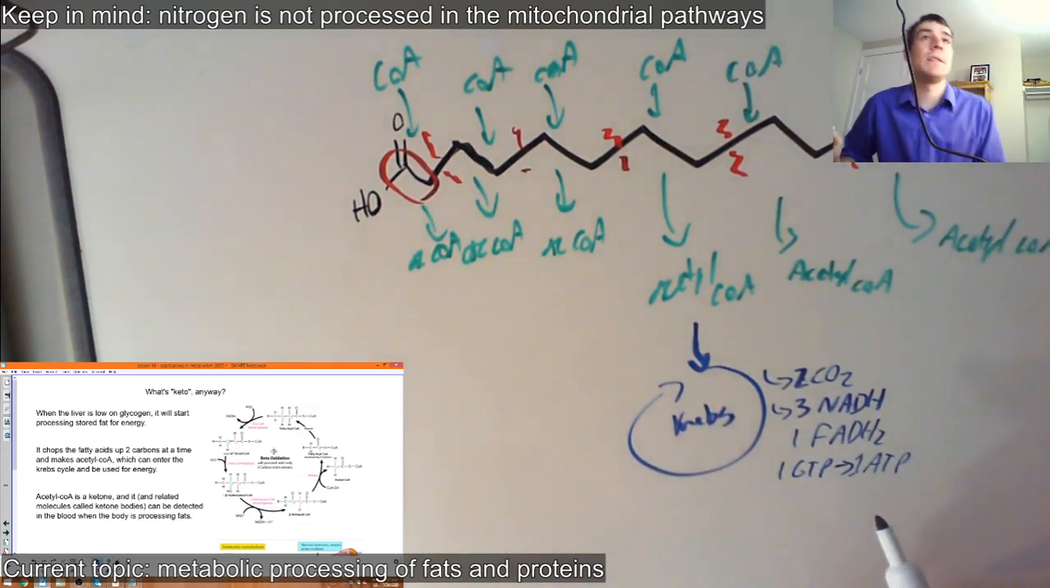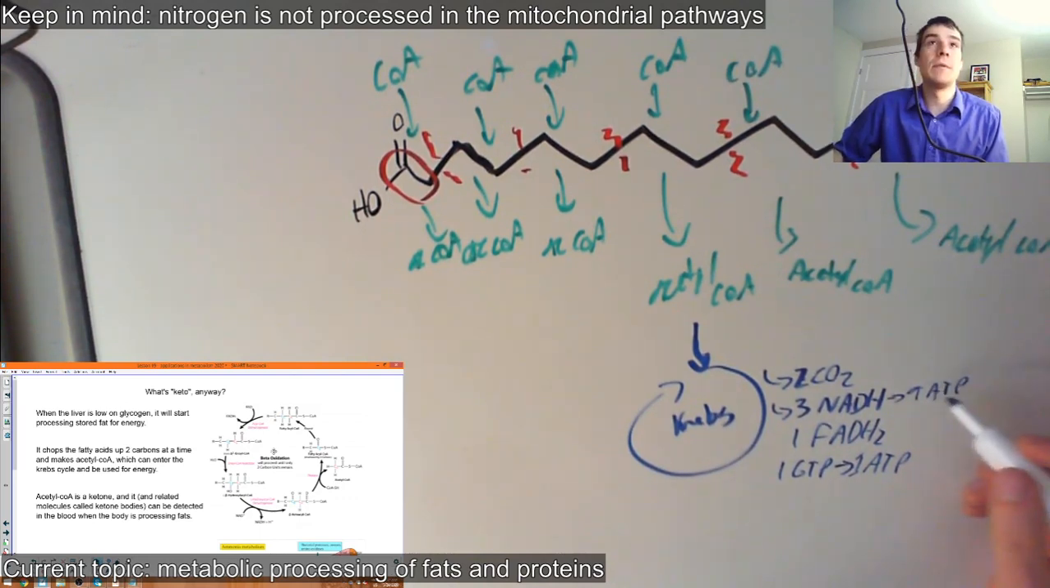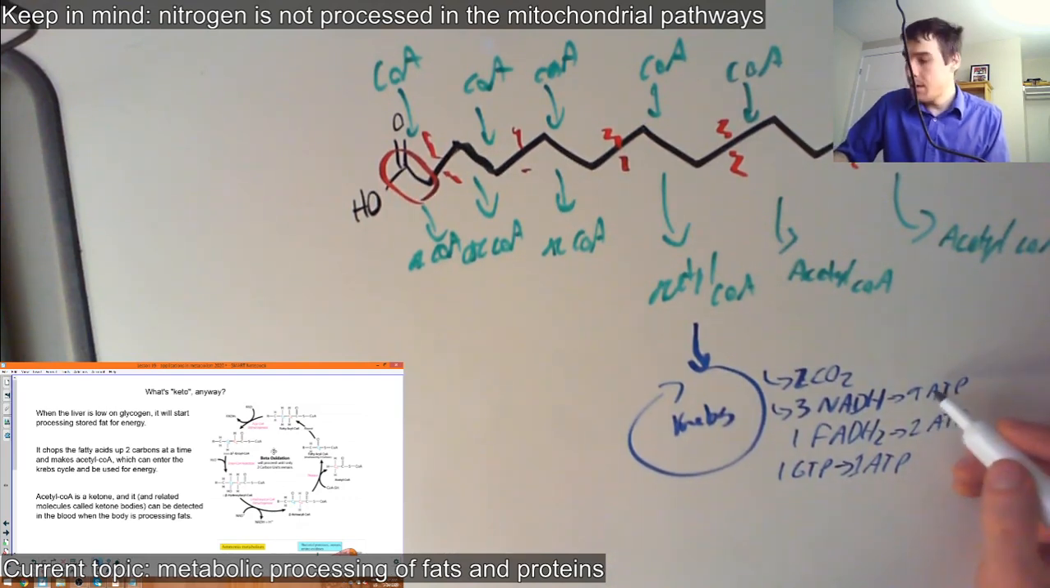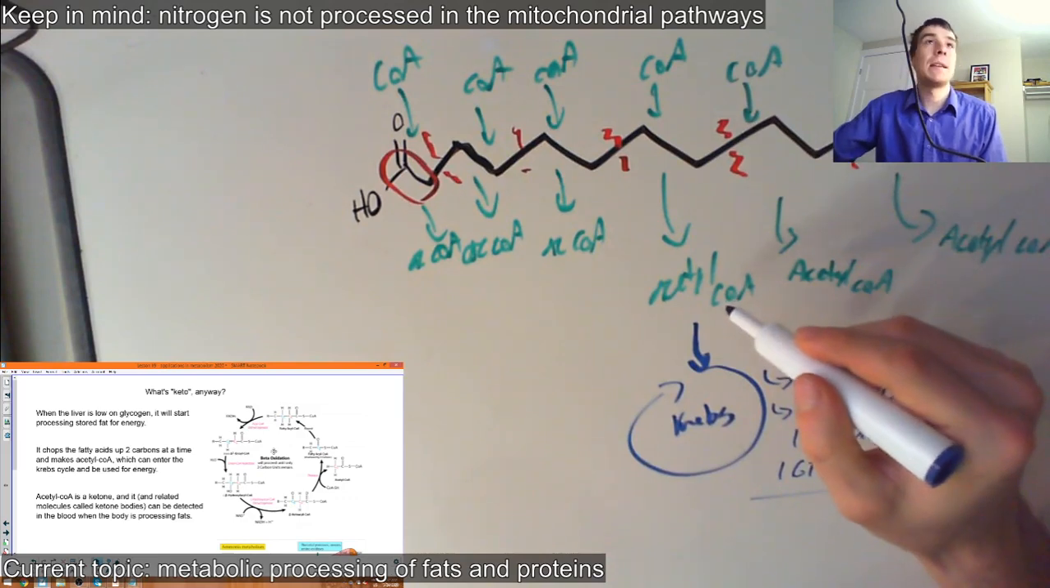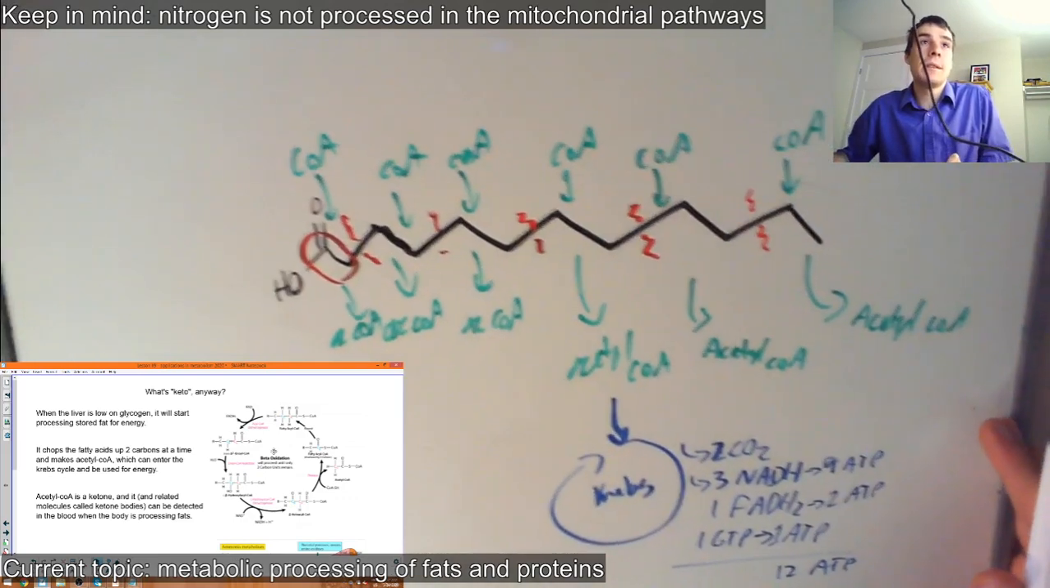For each of these acetyl-CoAs, that's 9 ATP when it goes through the electron transport chain. That's 2 ATP when it goes through the electron transport chain. So each acetyl-CoA here is 9 plus 2 plus 1 is 12 ATP, just making that acetyl-CoA. But that's not all that this cycle does.